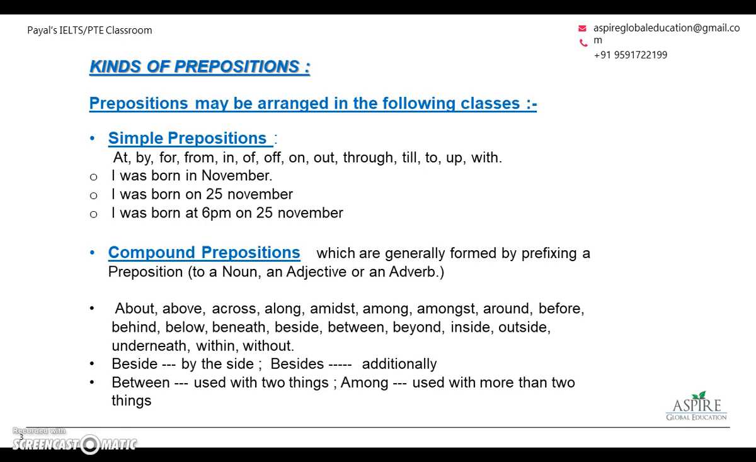Now let's look at compound prepositions. They're generally formed by prefixing a preposition to a noun, an adjective, or an adverb. So as we have done before also, the word compound means combining. So it is prefixing a preposition to a noun or an adjective or an adverb. It's a long word made of more than one word.